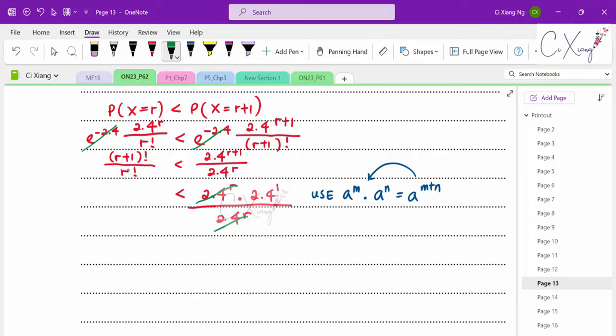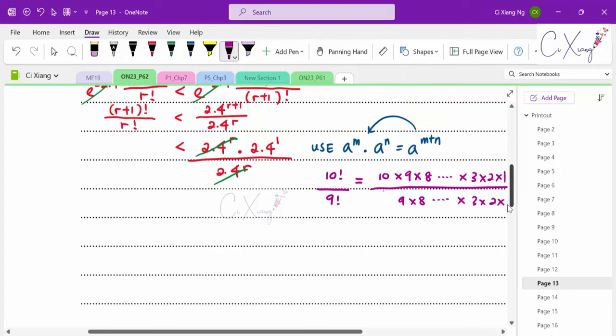Okay, then let's talk about the r plus 1 factorial. When we are having factorial, we should know that, let's say we are having 10 factorial divided by 9 factorial. So how can we simplify 10 factorial divided by 9 factorial? So 10 factorial means 10 times 9 times 8 until 3, 2, 1, right? Then divided by 9 factorial means that 9 times 8, then until 3 and 2 and 1.